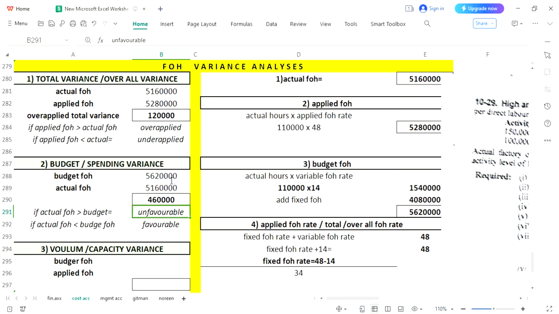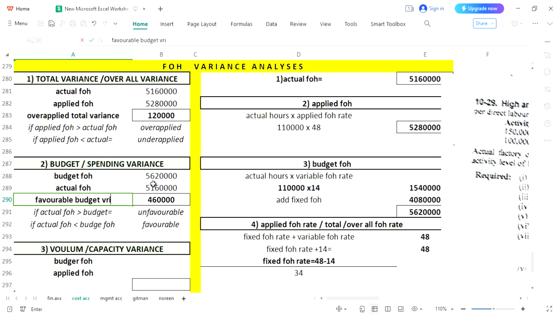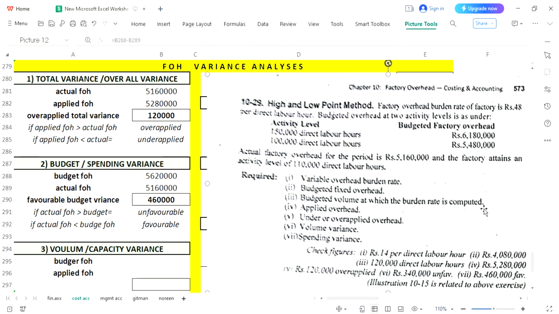You have got your variance. It's time to conclude whether it is favorable or unfavorable. You need to focus upon actual FH. Actual FH is 51, budget is 56. So your actual FH is less. If you are actually spending less, it would go in your favor. So it is favorable budget variance, which is 4,60,000. So let's see what is in the book.